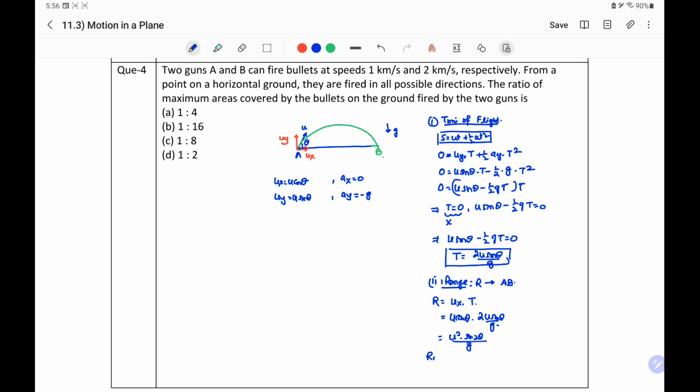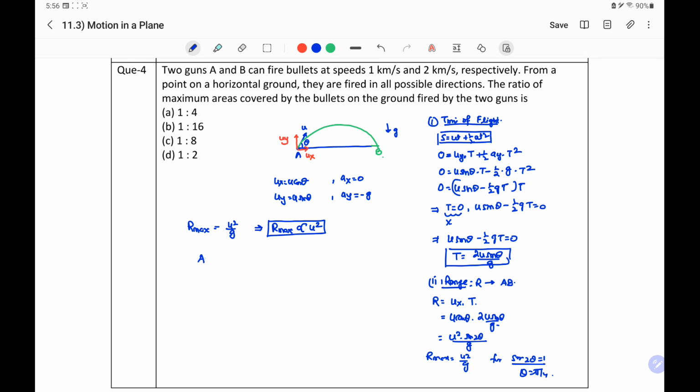And this R will be R max, equal to u square by g for sin 2 theta equal to 1, or theta equal to pi by 4, or 45 degrees, because sin 2 theta has the maximum value, which is 1. Therefore, maximum range is equal to u square by g for speed u. This implies that maximum range is proportional to the square of the speed of the projectile. Now we have to find the covered areas.